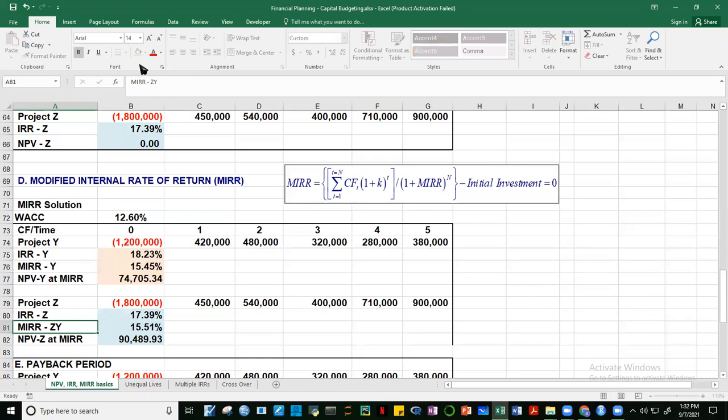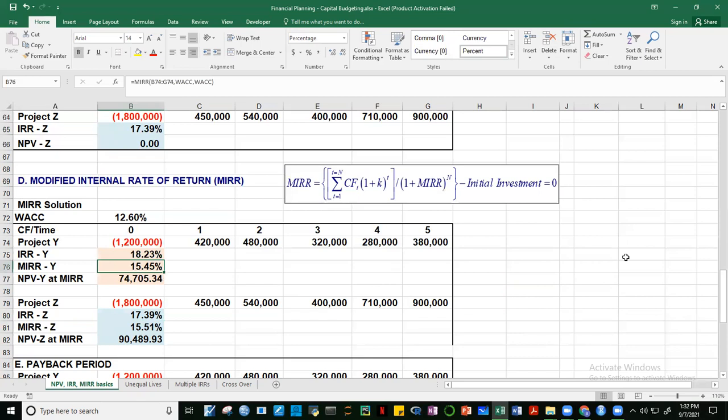So which will we choose, guys? Project Y or Project Z based on MIRR? Kindly chat, guys, sa chat box natin. Okay, correct. Project Z. Bakit? Mas mataas yung MIRR, 15.51, 15.45.